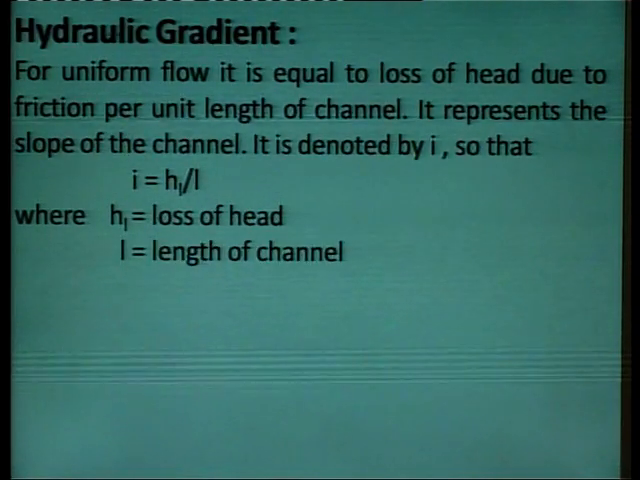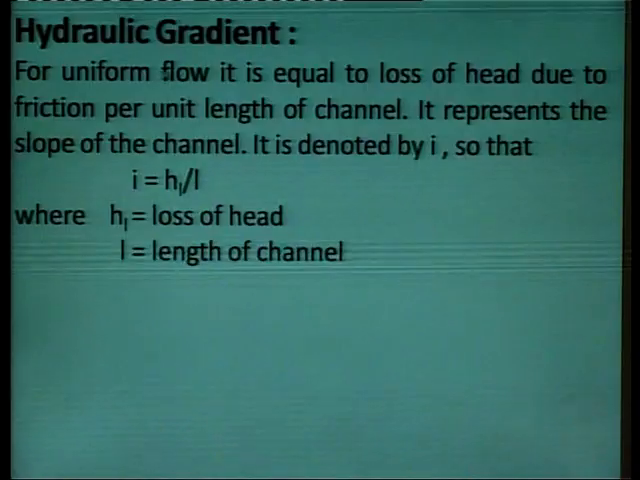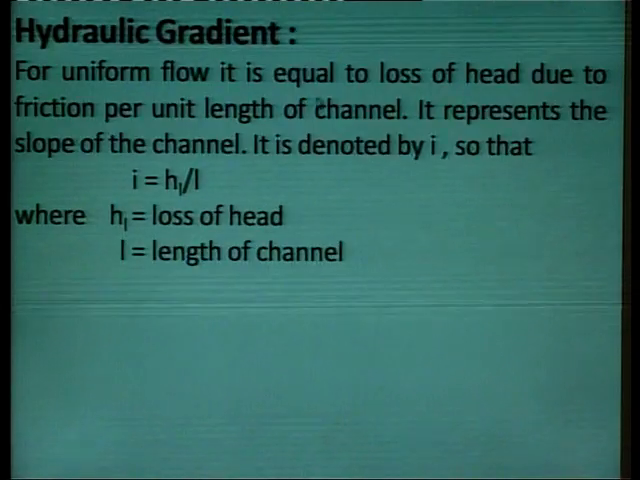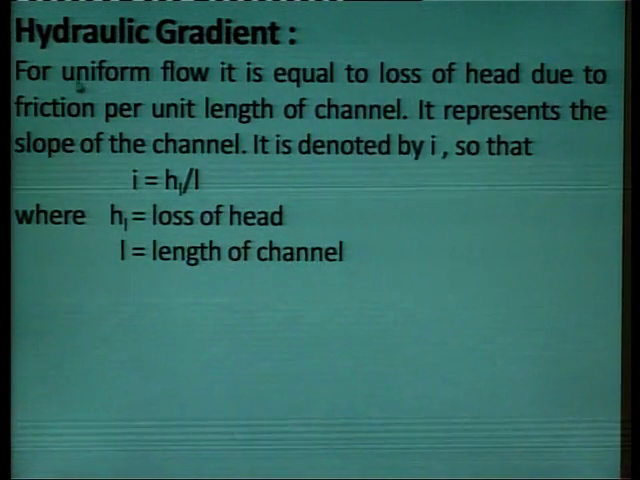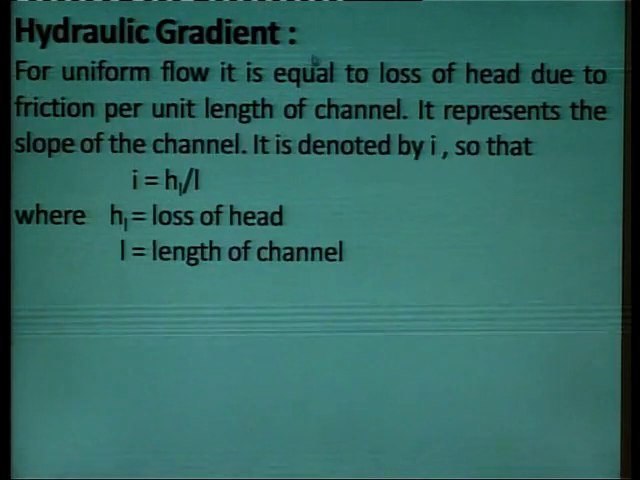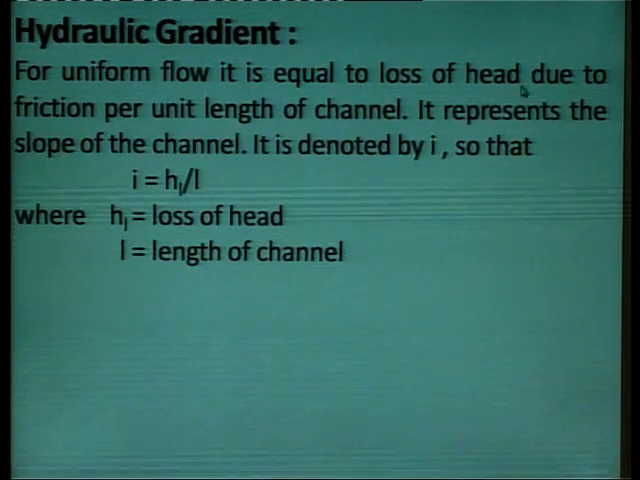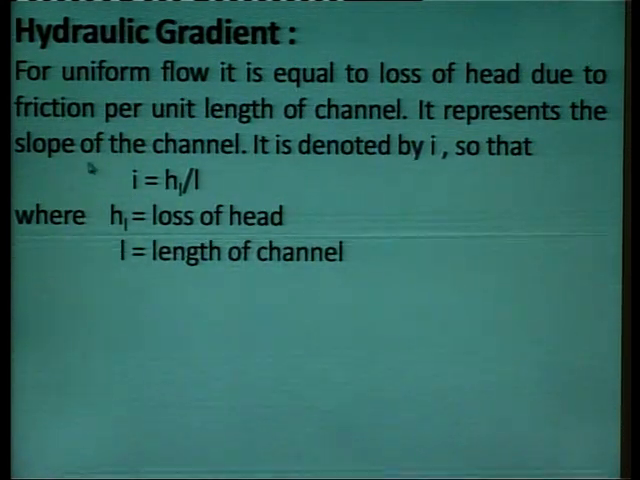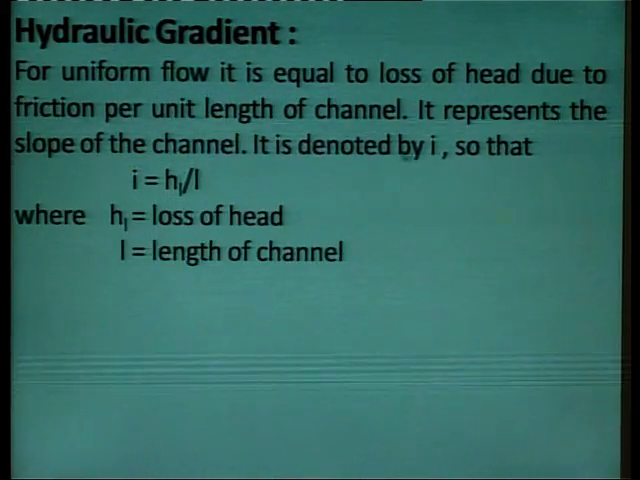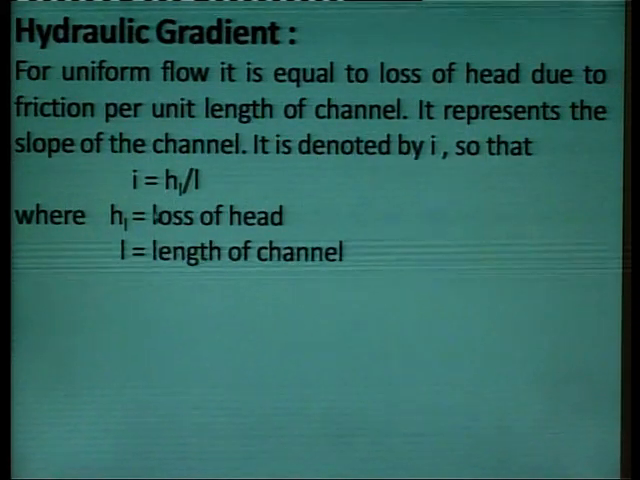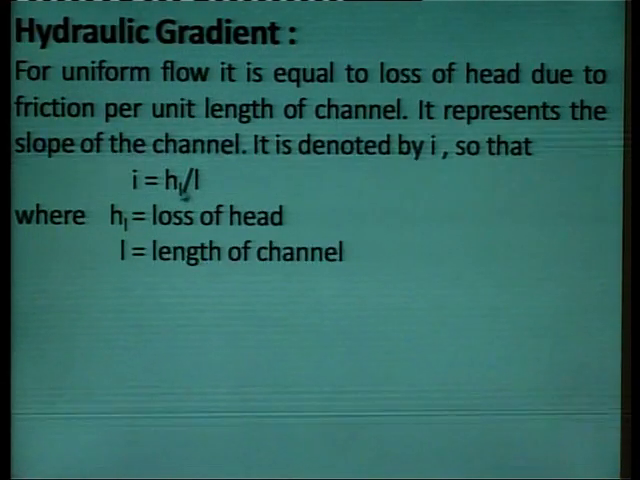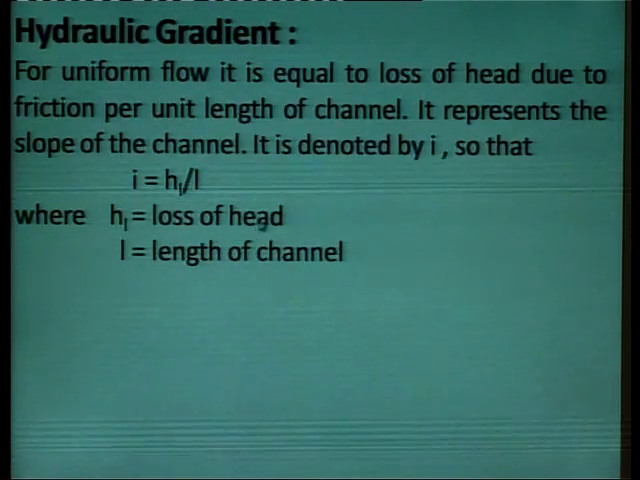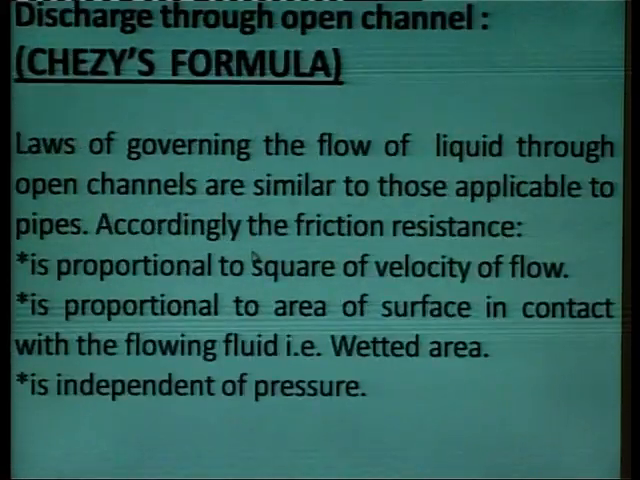Hydraulic gradient. Next topic is hydraulic gradient. For uniform flow, it is equal to the loss of head due to the friction per unit length of the channel. It represents the slope of the channel. It is denoted by small letter i. So we find that the hydraulic gradient comes out to be HL divided by L, where HL is the loss of head due to friction and L is the length of the flow.